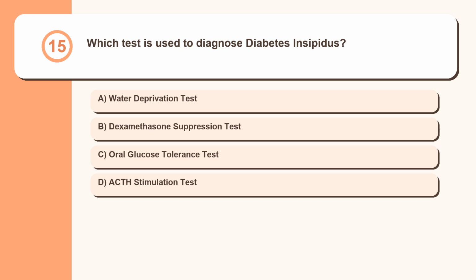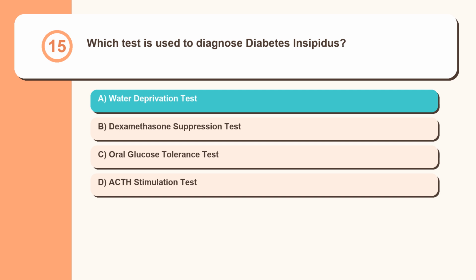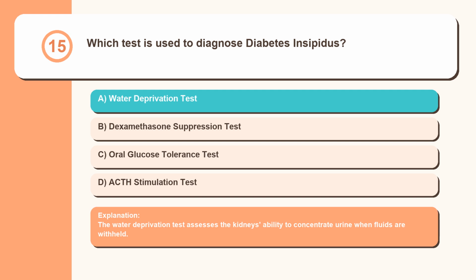Question 15. Which test is used to diagnose diabetes insipidus? Water deprivation test, dexamethasone suppression test, oral glucose tolerance test, ACTH stimulation test. The water deprivation test assesses the kidney's ability to concentrate urine when fluids are withheld.